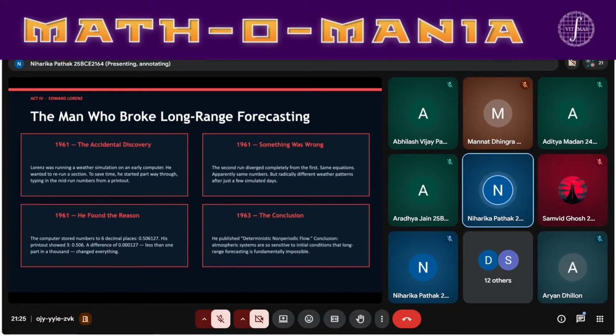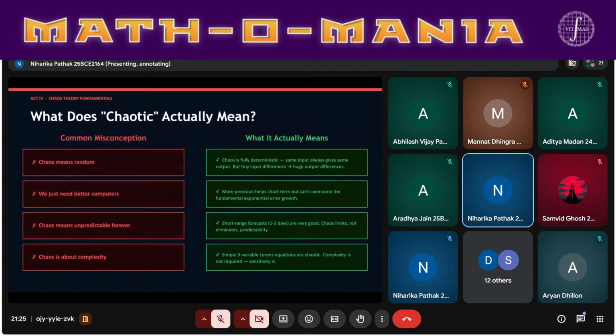He published his conclusion in 1963. Atmospheric systems are so sensitive to initial conditions that long range forecasting is not just currently impossible, it's fundamentally, mathematically, and permanently impossible. That's a big claim, but it actually turned out to be correct. Now, what does chaotic actually mean?